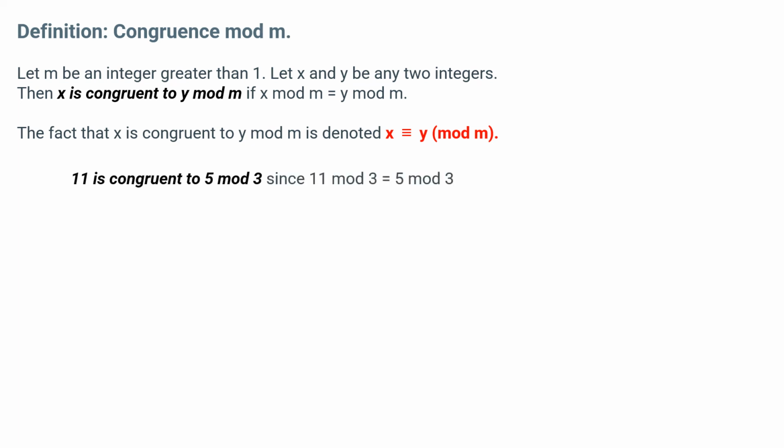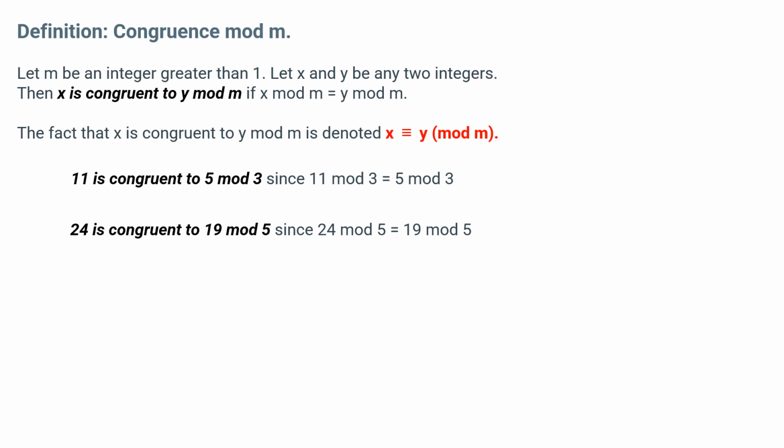So could we say that 11 is congruent to 5 mod 3? Yes, we could, because if we take the mod of both of those, do we get the same thing? 11 mod 3, 5 mod 3. Well, let's see. 11 mod 3 would be 2. 5 mod 3 would be 2. I didn't have those answers there. Okay, now on to the next one.